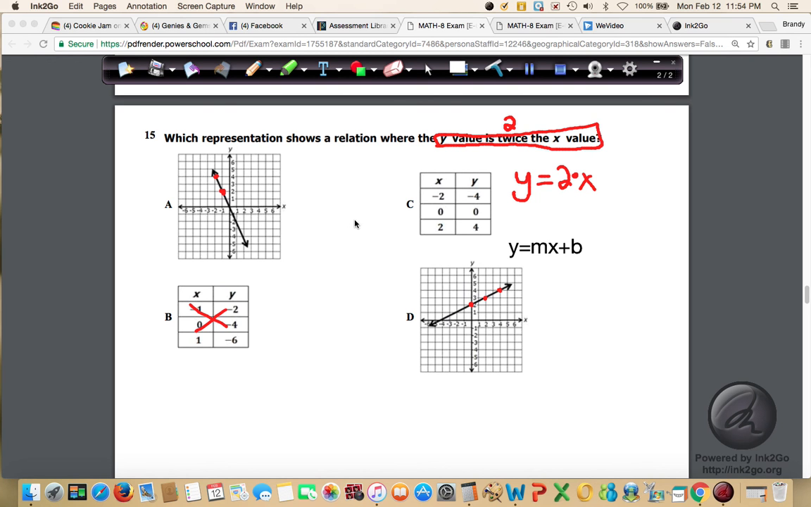Okay, so pause the video. You got 3 to choose from. Hopefully I've given you some ideas on how to get rid of some of the other options. Plug and chug if you need to. That's always your backup plan. And select your answer, and I'll see you on the next one.